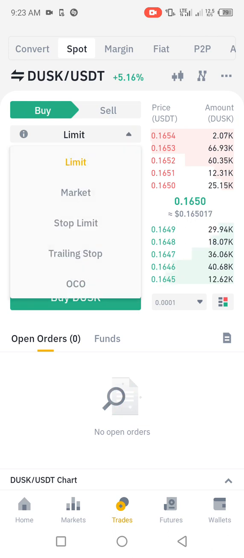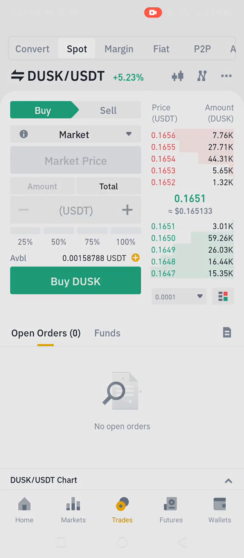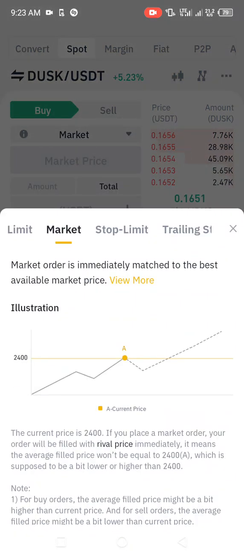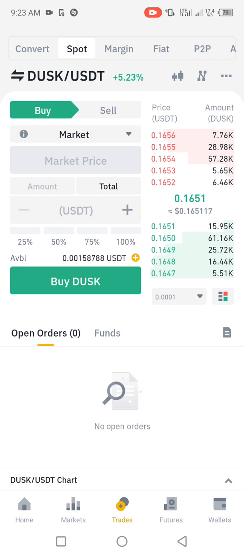Now if I'm not certain about a price and I want to buy immediately, I can just click on market. Clicking on market means you are buying exactly at this price here, this 0.1651. You see now the price has gone up a bit.